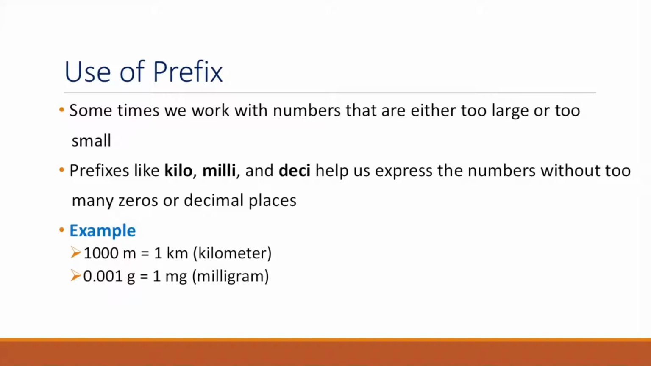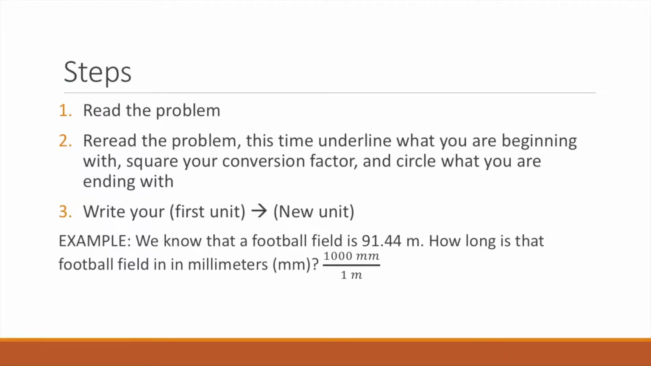Sometimes we work with numbers that are either too large or too small. Prefixes like kilo, milli, and deci help us to express the numbers without too many zeros or decimals. For example, we could say that 1,000 meters is equal to 1 kilometer, or 1 km. We could also say that 0.001 grams is equal to 1 milligram, or 1 mg. Go ahead and pause if you need to, continue when you're ready.